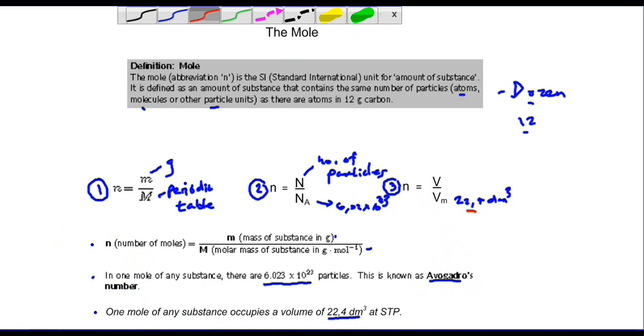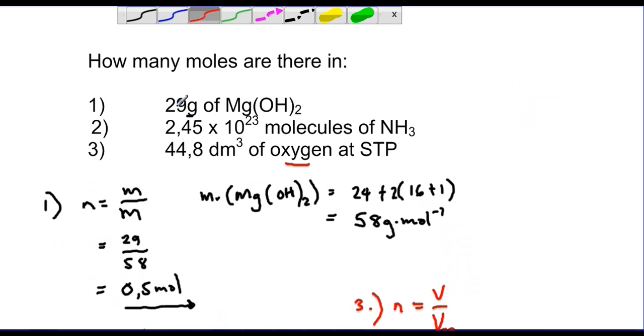As we see, to summarize, number of moles is equal to actual mass over molar mass. Number of moles could also be number of particles over Avogadro's number of particles. Number of moles could be actual volume over molar volume. And here we did a sum where we got 29 grams of magnesium hydroxide. So because we have mass, we use the equation n is equal to m over M.